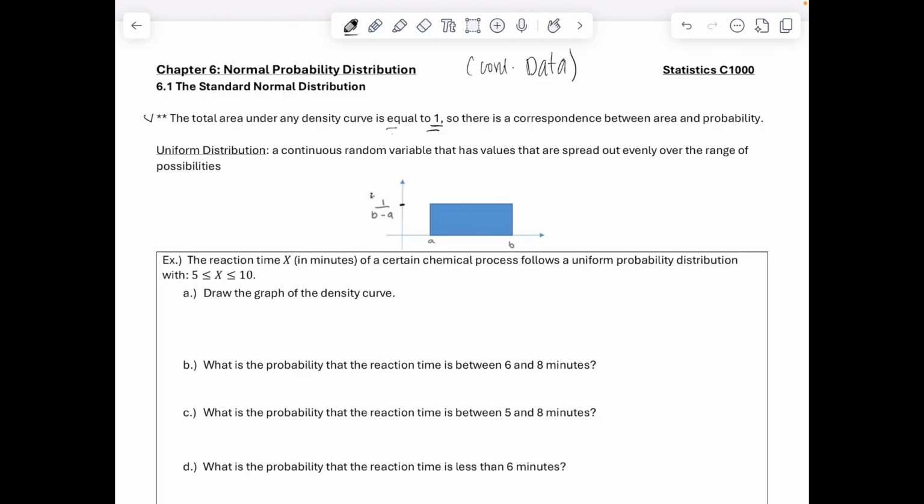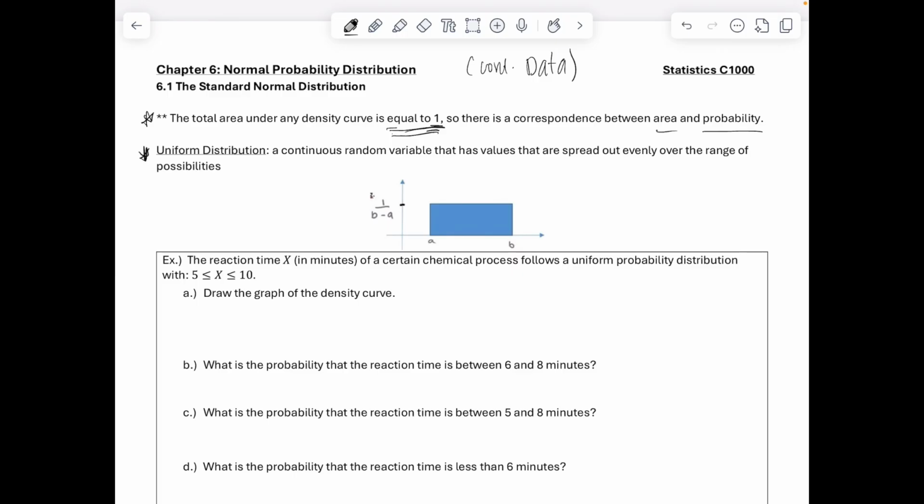There's a few stars to start us off, and it says the total area under any density curve is equal to 1. So there is a correspondence between area and probability. And that's a big key idea that we have for this unit.